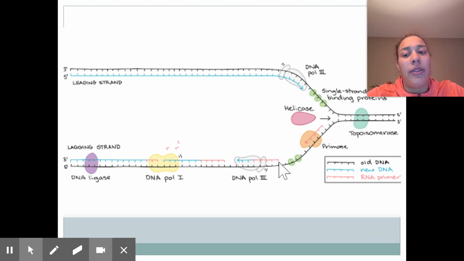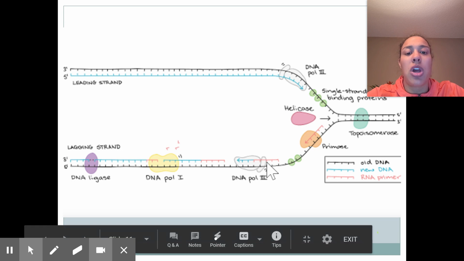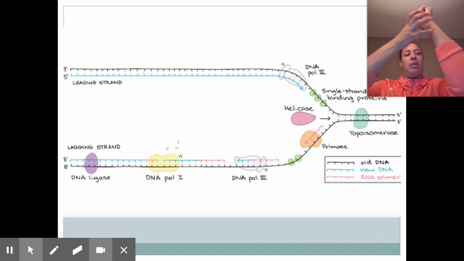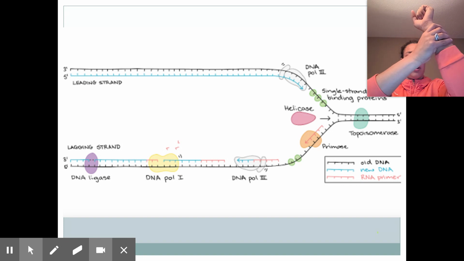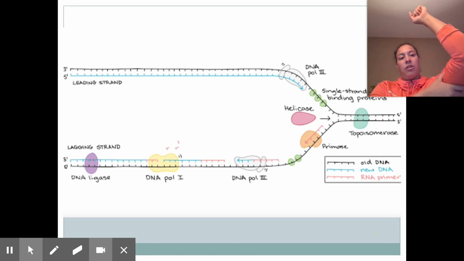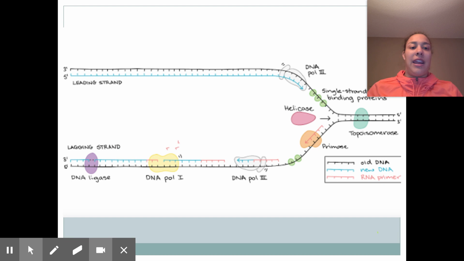Down here on the lagging strand, it's going to go in little chunks, and RNA primer goes on the lagging strand, and it'll be in several different locations. So DNA polymerase 3 will create a little chunk of DNA, find the next RNA primer, create another chunk, find the next RNA primer, create another little chunk until that whole lagging strand is developed.